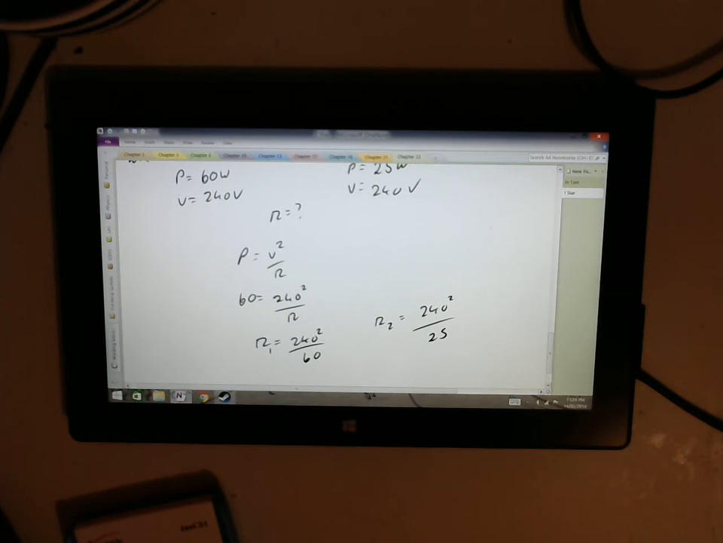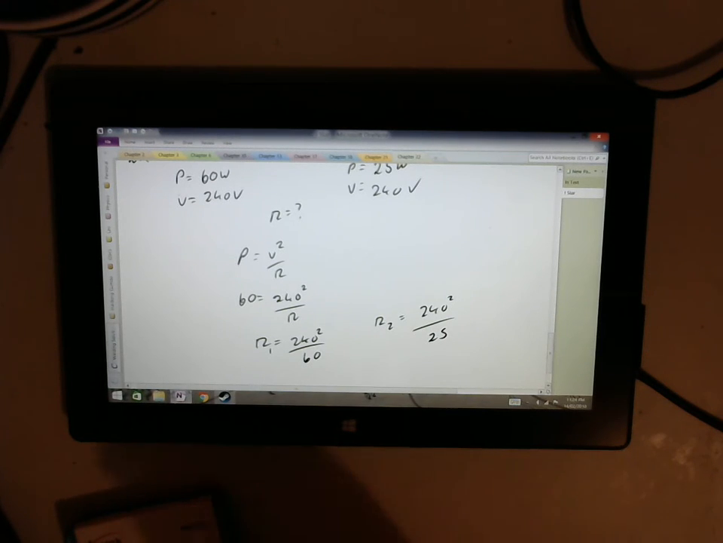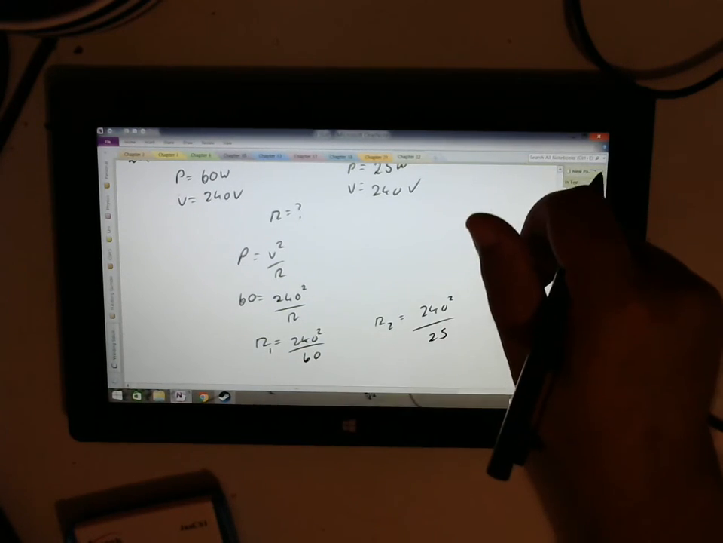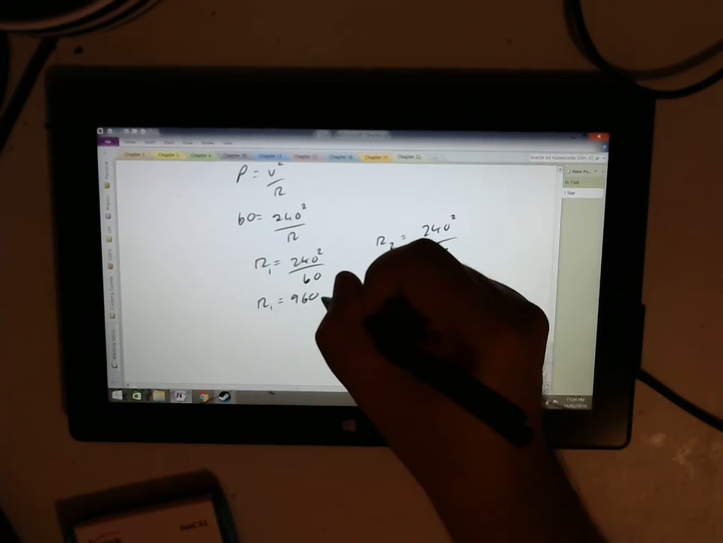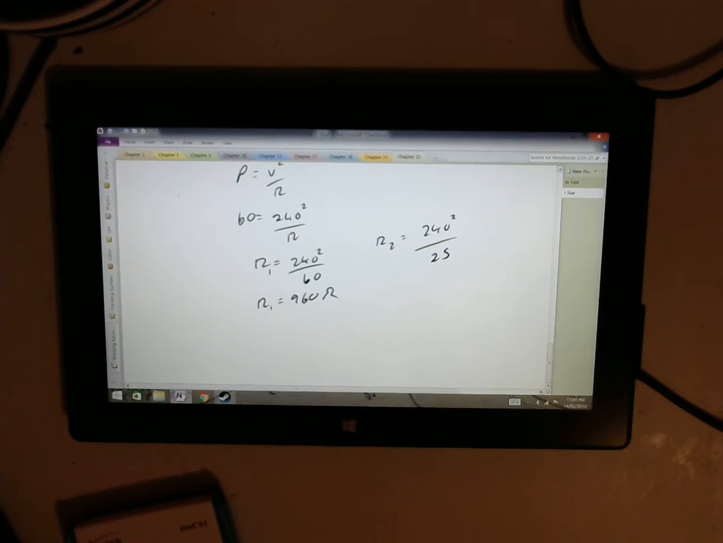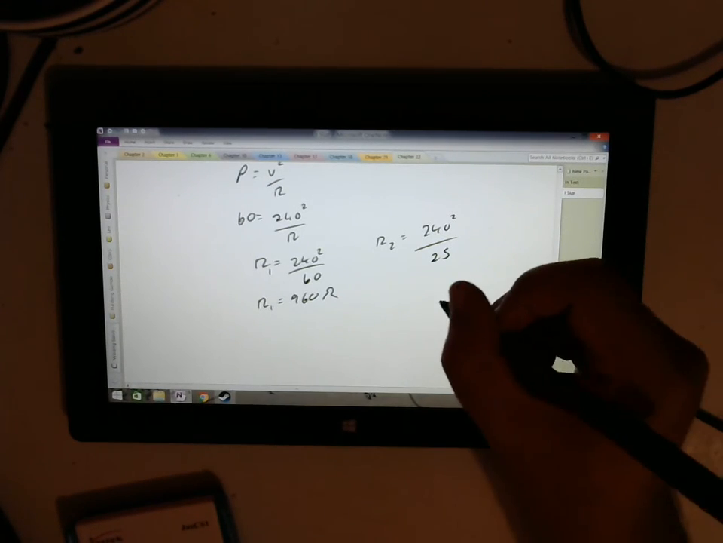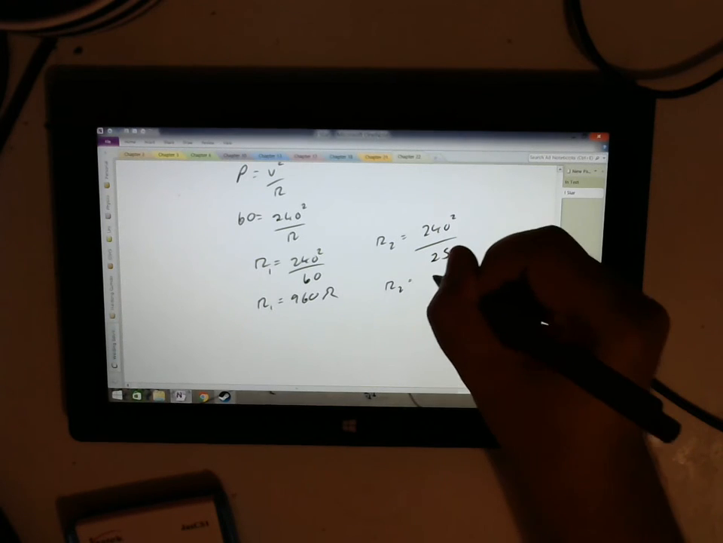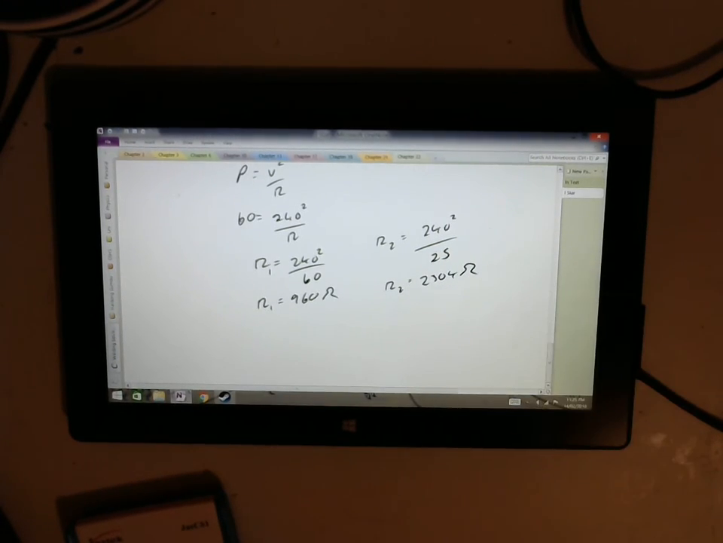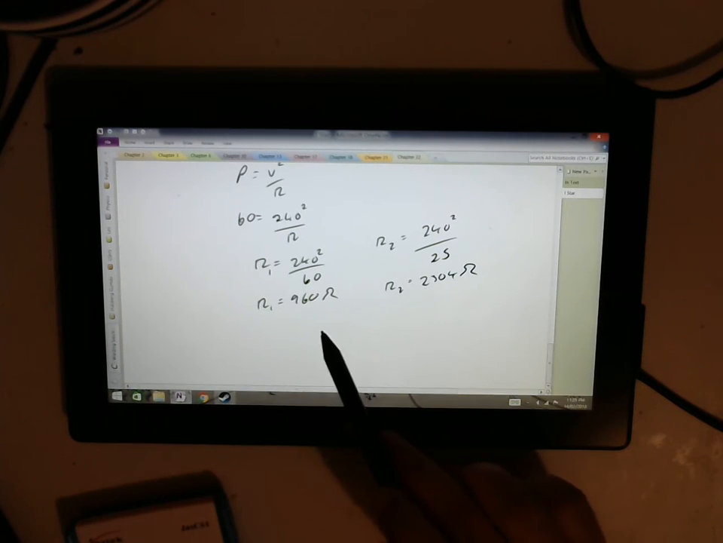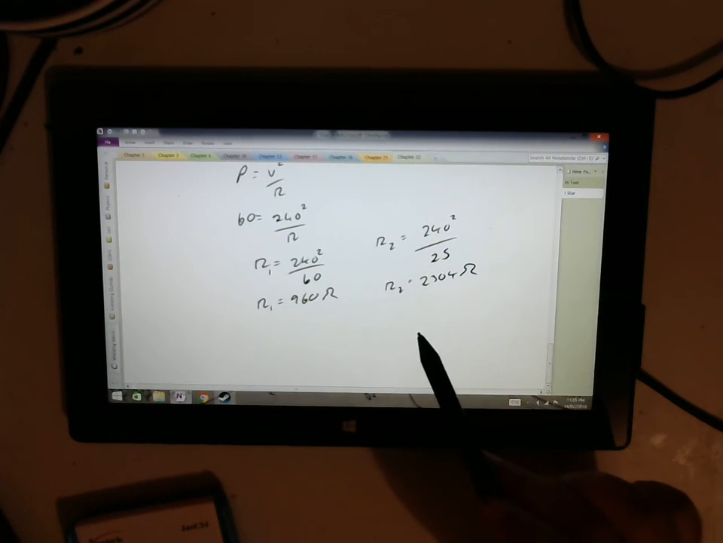Let's work out the resistance for these first. 240 squared divided by 60 gives me resistance 1 equals 960 ohms. And resistance 2 equals 2,302 ohms. So how do the resistances compare? That is a lot smaller than that one.